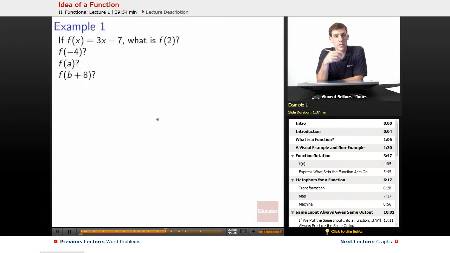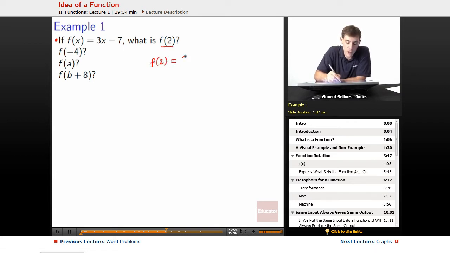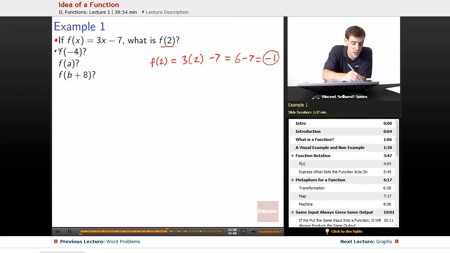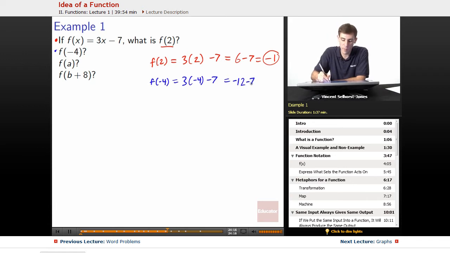First, nice easy ones to get us warmed up to this idea of plugging in. If f of x equals 3x minus 7, what is f of 2? So we just plug in. If we use red for this, f of 2, we plug in 3 times that 2, minus 7. 3 times 2 equals 6. 6 minus 7, so we get -1. Let's use blue for this one. If we have f of negative 4, then 3 times negative 4, minus 7. 3 times negative 4, negative 12 minus 7, we get negative 19.